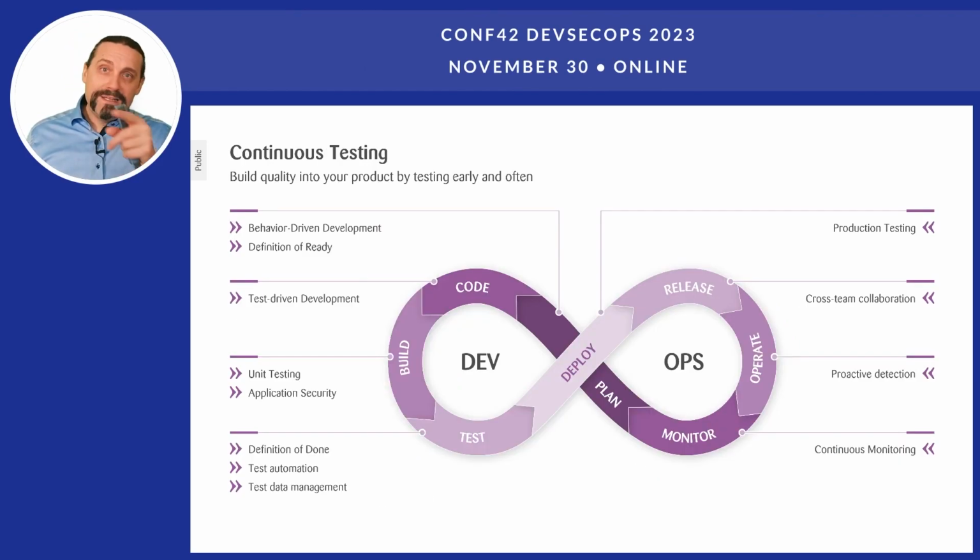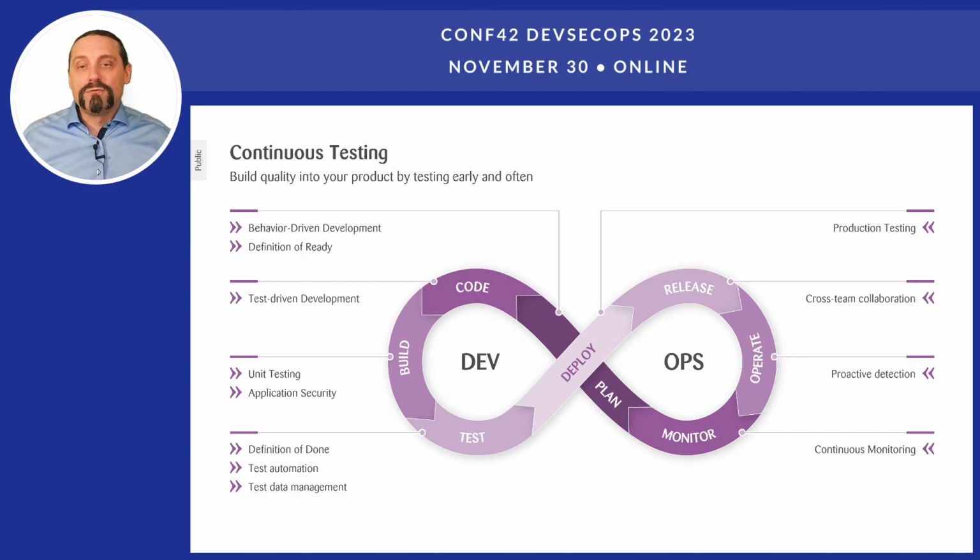Again, when we go into our infinity symbol of DevOps, this means that in the planning we are doing behavior-driven development. So we specify our acceptance criteria already in a form which are testable. Of course, definition of ready is very important in that case.